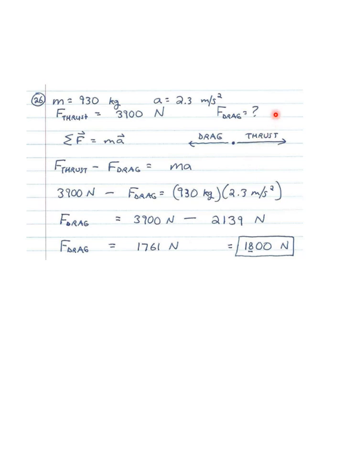We have the given information. We want to know the force of the drag. Let's use our force diagram to apply F equals ma. So the force of the thrust minus force of the drag equals ma. And we just solve for force of the drag. Here I've plugged in all the values, and solving for force of the drag, it's 3,900 newtons minus 2,139 newtons. And so we get the force of the drag is 1,800 newtons.